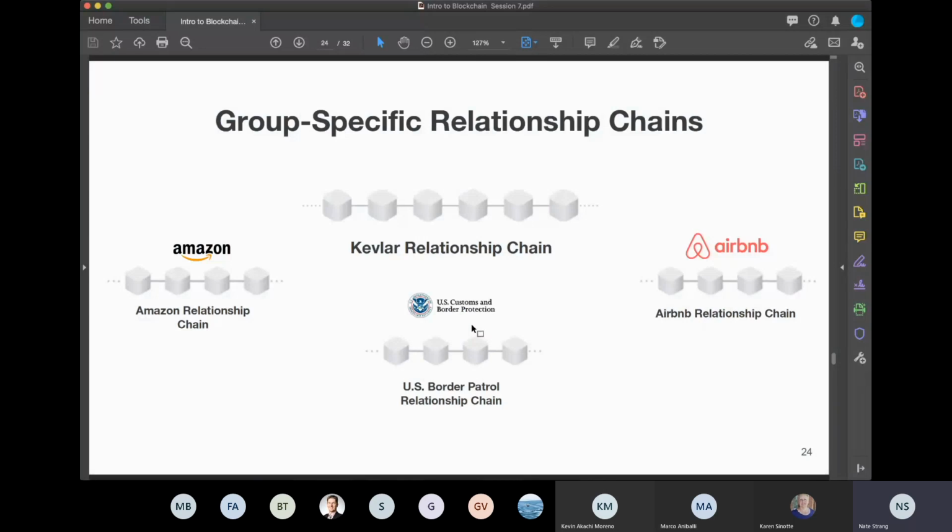group specific relationship chains. So instead of forcing all relationship records to be recorded on a single blockchain, sophisticated groups who will have to have a strong rating on the Kevlar platform will enable these groups to set up their own relationship chains. Now, there's nothing special about Airbnb's relationship chain or Amazon's relationship chain. All these separate chains serve to do is A, to solve the scalability issue of a single relationship chain for global use. But B, they also allow the Amazons and the Airbnbs of the world to be involved in the customization of the types of relationships that they want to store.